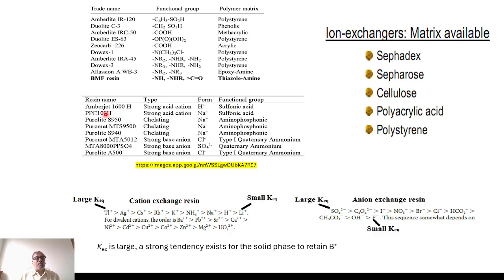So here you can see Amberjet 1600H. It is a strong cation exchange resin where the functional group will be sulfonic acid and the diffusible ion will be proton.